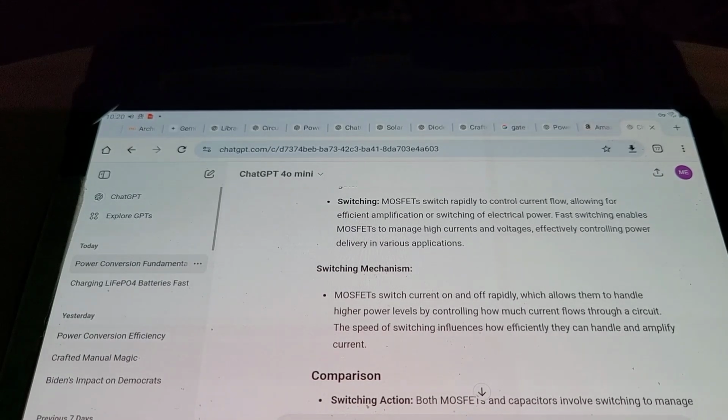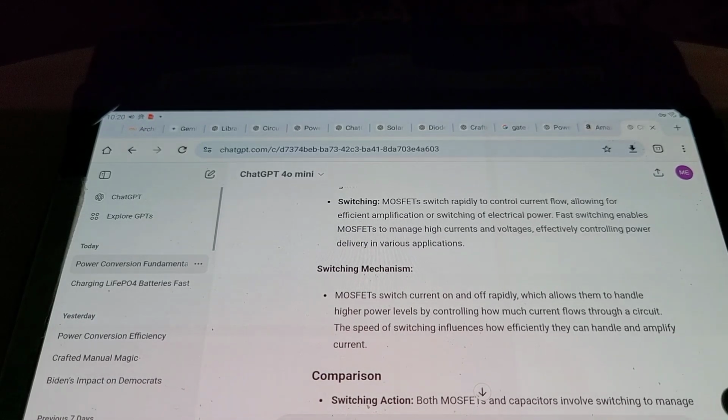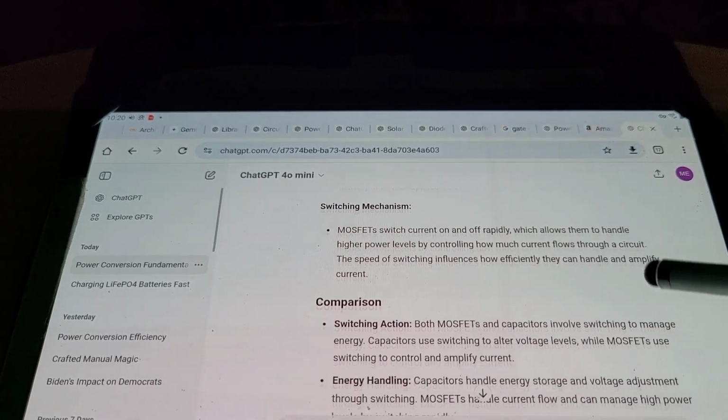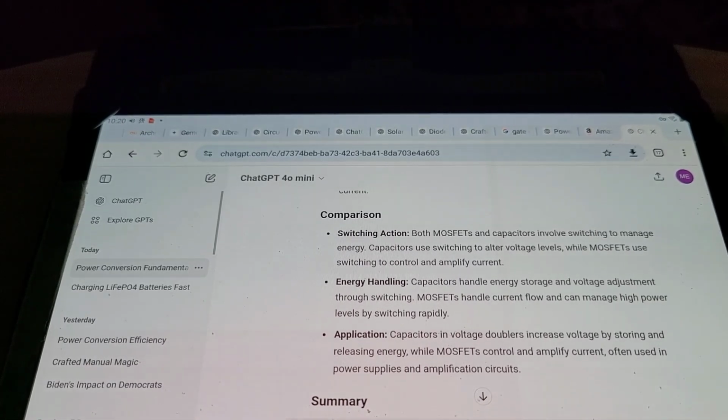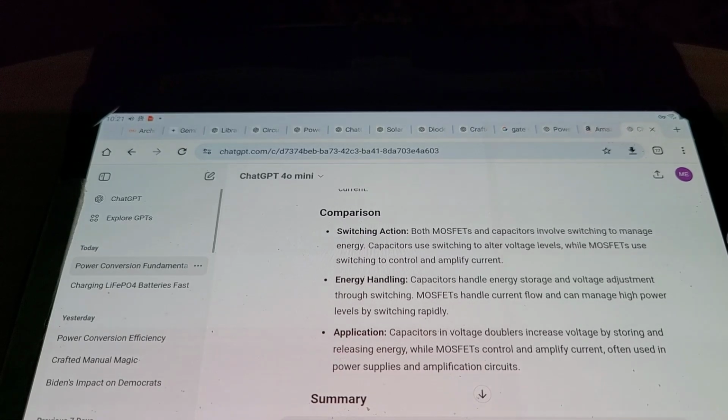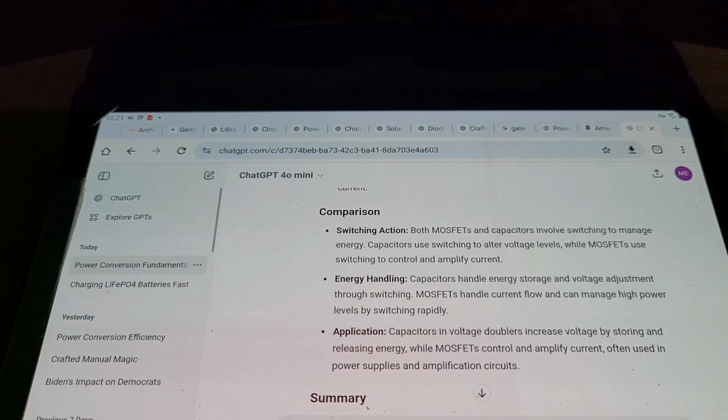Switching mechanism. MOSFETs switch current on and off rapidly, which allows them to handle higher power levels by controlling how much current flows through a circuit. The speed of switching influences how efficiently they can handle and amplify current. Comparison. Switching action. Both MOSFETs and capacitors involve switching to manage energy. Capacitors use switching to alter voltage levels, while MOSFETs use switching to control and amplify current.